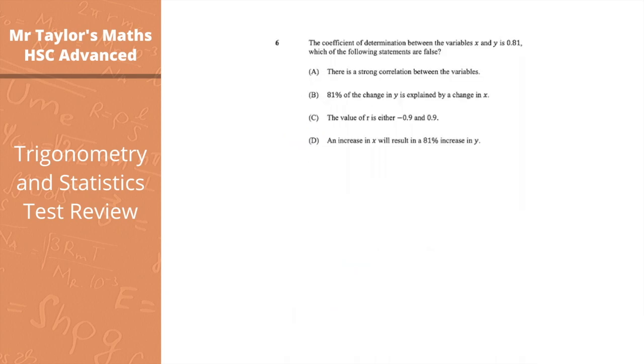Okay, last question that we have today for multiple choice is, the coefficient of determination between the variables x and y is 0.81, which of the following statements are false? So if our r squared, because that is our coefficient of determination, is 0.81, then our r is either positive or negative 0.9. Now that's useful because that means that there is a strong correlation, because 0.9 is strong, and that is also C. So it's between B and D.